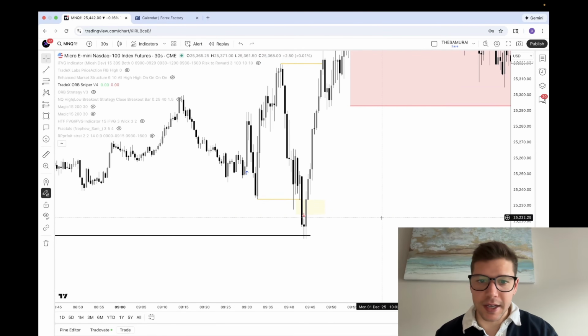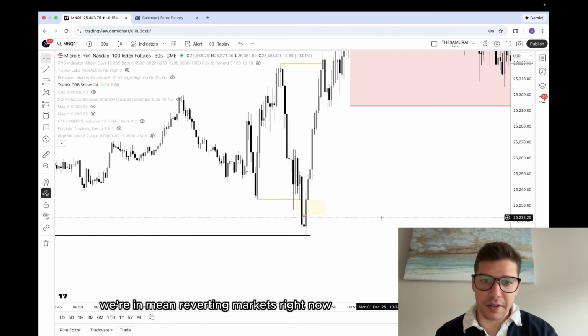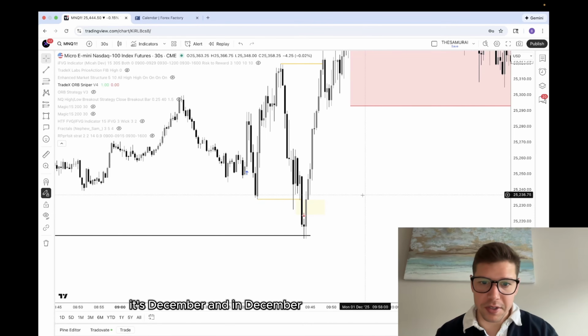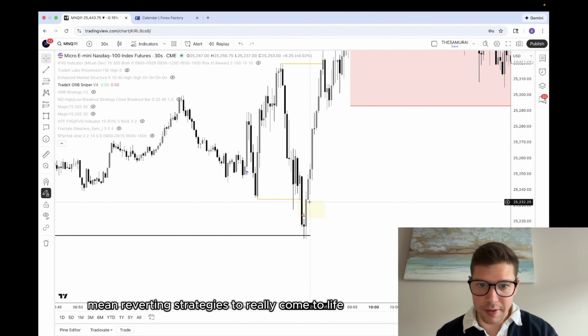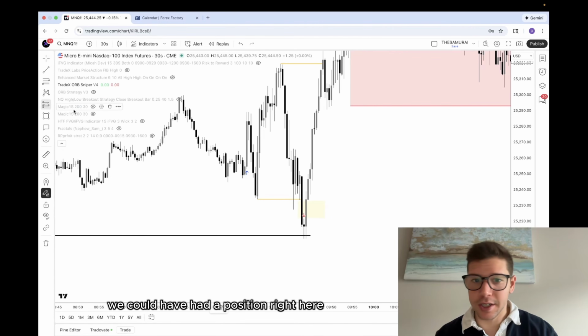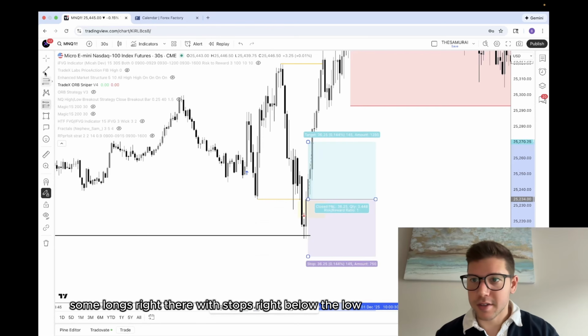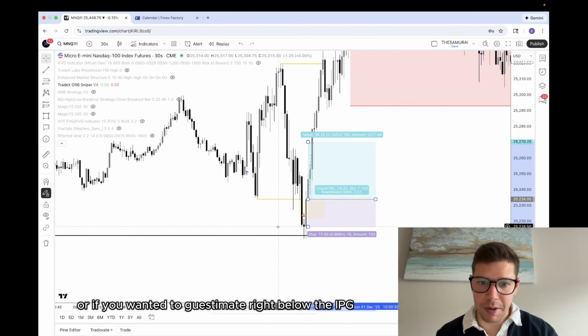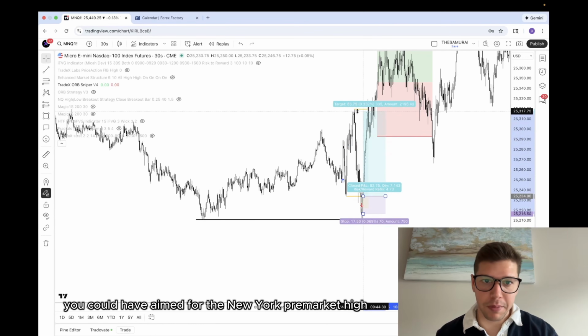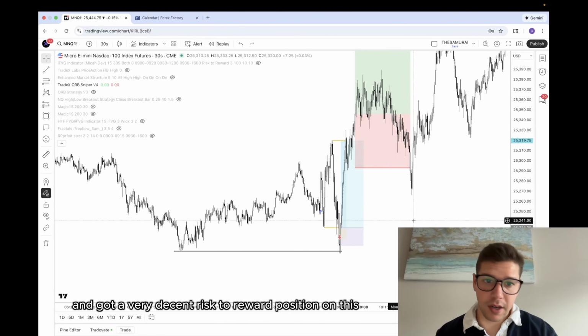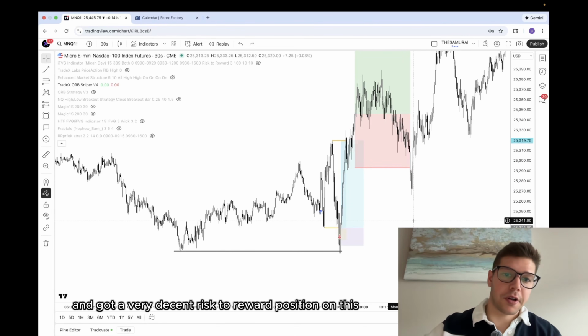The reason for that is we're in mean reverting markets right now. Like I've already mentioned before, it's December, and in December, we can expect those ICT mean reverting strategies to really come to life. You could have had a position right here, some longs right there with stops right below the low, or if you wanted to guesstimate, right below the IFVG, that would have been fine. You could have aimed for the New York pre-market high and got a very decent risk to reward position on this.